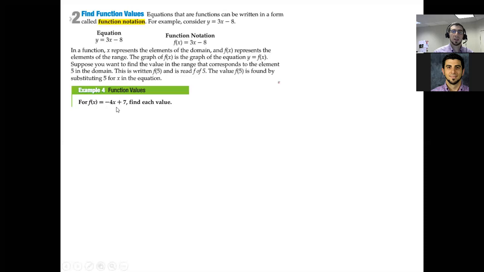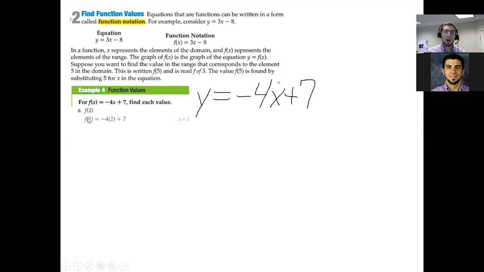So for f of x equals negative 4x plus 7, this means the same thing as y equals negative 4x plus 7. Okay, but it's just written in function notation. Remember, f of x is a fancy y. Now f of 2 means to substitute 2 in for x in the equation. See how it's a little bit more descriptive than just plain old y, because it's telling you what to plug in for x and to figure it out. So you plug in negative 2, and you get negative 8 plus 7, which is negative 1.